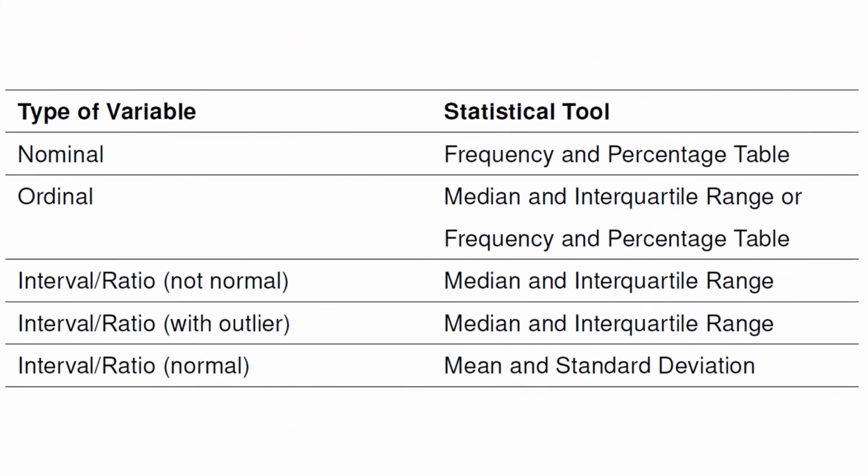In summary, the table below summarizes what statistical tool you should use to describe your dataset. If you have a nominal variable, you may use frequency and percentage table to describe your data. If you have an ordinal variable, you may use median and interquartile range, or frequency and percentage table. If you have an interval or ratio variable, but not normally distributed, contains outliers, or both, you may use median and interquartile range. Finally, if you have an interval or ratio variable and is normally distributed, you may use mean and standard deviation.